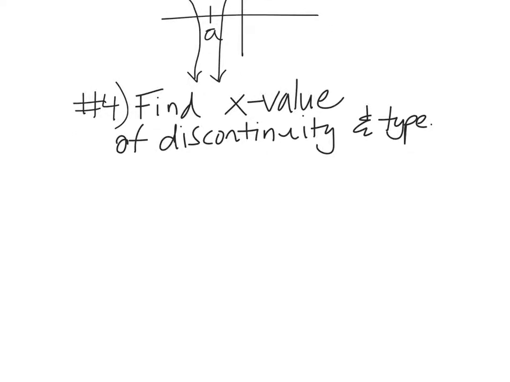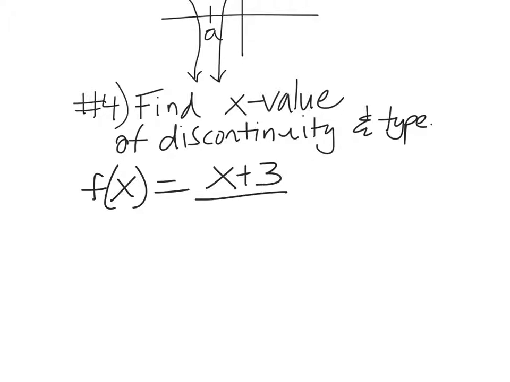Ooh, we are running out of time. How about f of x equals (x plus 3) over (x minus 2).